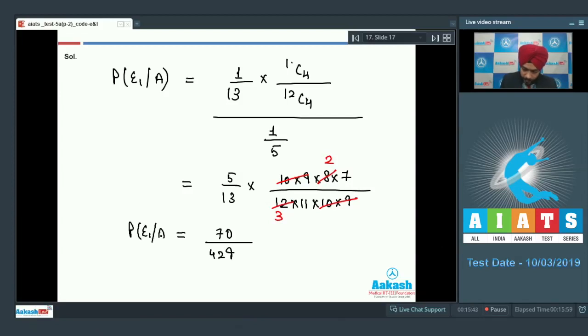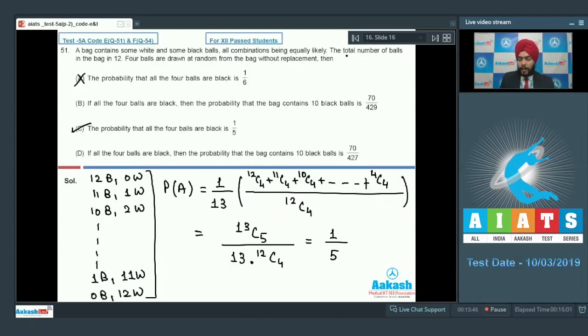Probability of E1 given A. E1 is the event that the bag has 10 black balls. Okay, 70 upon 429. Option number B is correct. D is wrong. So the final answer of this question is option number B and option number C. Let us move on to question number 52.